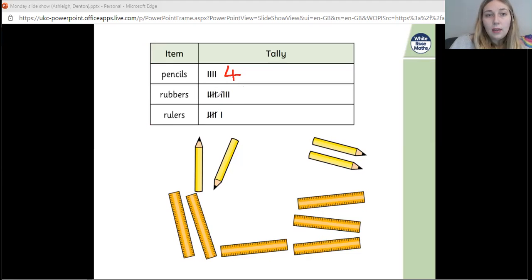Okay, let's have a look at this together. So we've got 5, 6, 7, 8, 9 rubbers. So we have 9 rubbers all together, because 5 add 4 equals 9. And then the rulers, again, we have this special number here, 5 and 1, which is 6. Well done. Good. Okay, I'm going to clear my drawings.